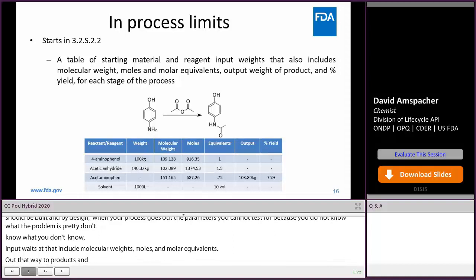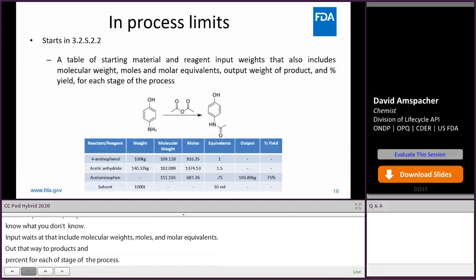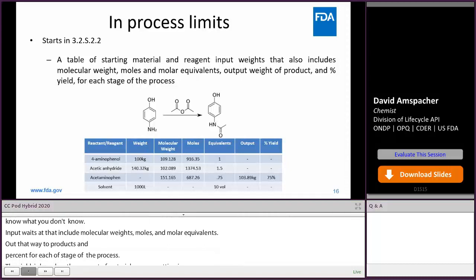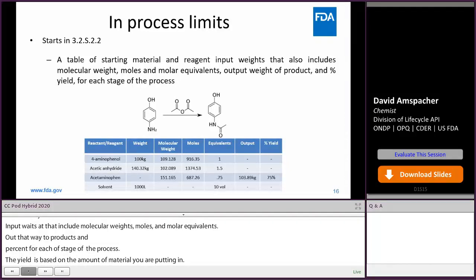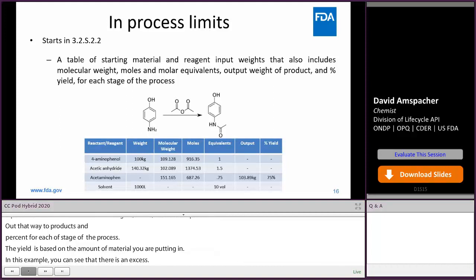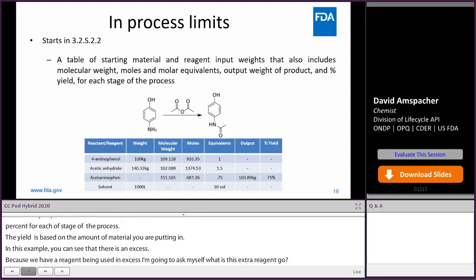In this example, you can see there is an excess of acetic anhydride added. Because we have a reagent being used in excess, I'm going to ask myself, where does this extra reagent go? Also, since the yield is 75%, I'm going to ask myself, where is the 25% of the starting material that does not react? Also, I'm going to ask myself about impurities from any overreaction.